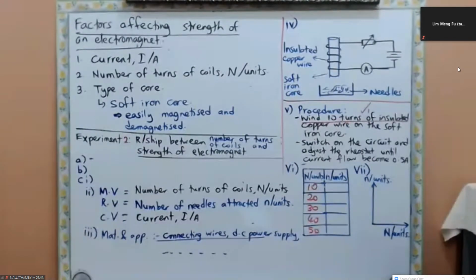Yeah, C1 is the aim: to investigate the relationship between the number of turns of coils and the number of needles affected. It's already fixed: A inference, B hypothesis, C1 aim. This is one that we have been studying since last year. We already finished the experiments. We got 2 experiments, and both experiments are tested in SPM, each twice. So now we are going to go through applications of electromagnet.